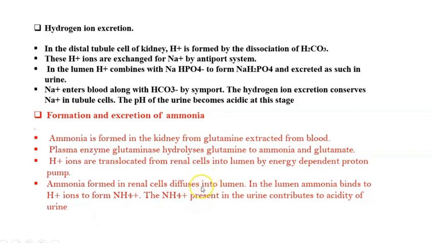Why does the ammonia need to be excreted? Because it is going to combine with the hydrogen ion at the lumen to form ammonium, which will make the body retain its high acidic content, which will be dangerous to the body.